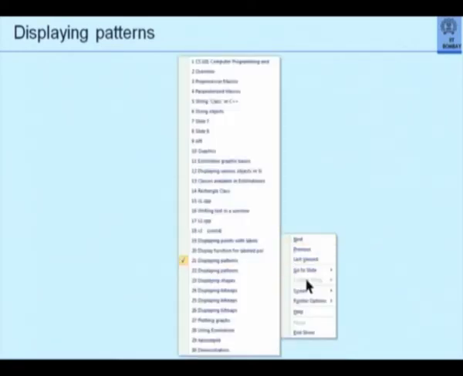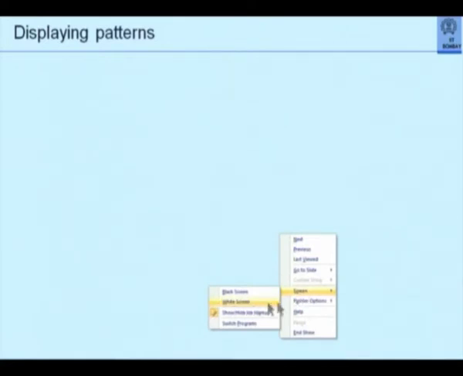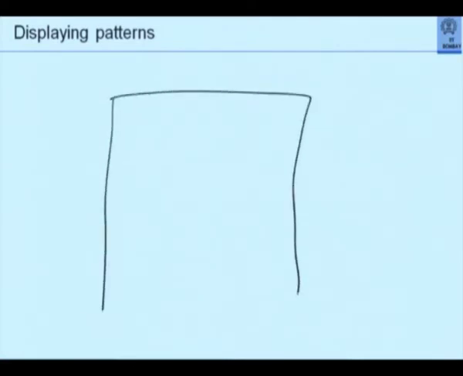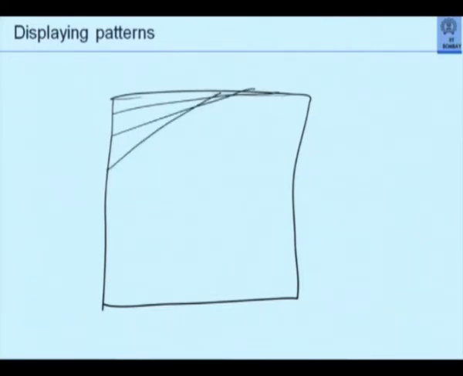Displaying patterns. Suppose this is your window, and if you draw a line, first this line, then let us say from here to here, then here to here, then here to here, then here to here, you will see some pattern emerging like this. What this program is doing is drawing lines like this.